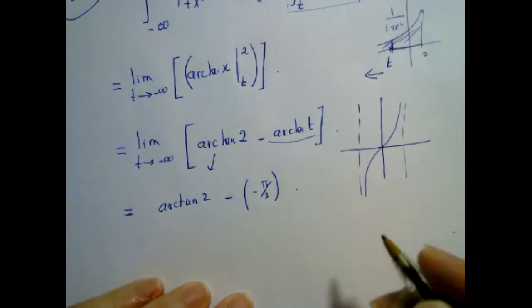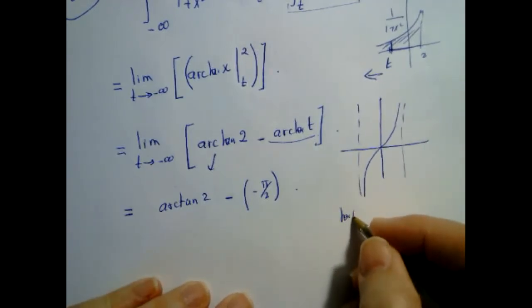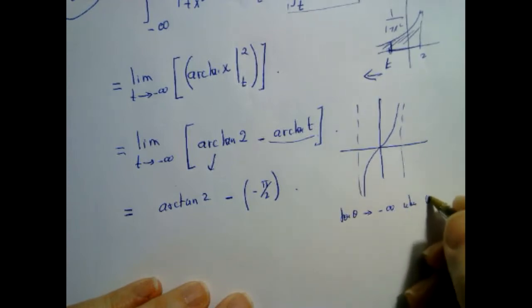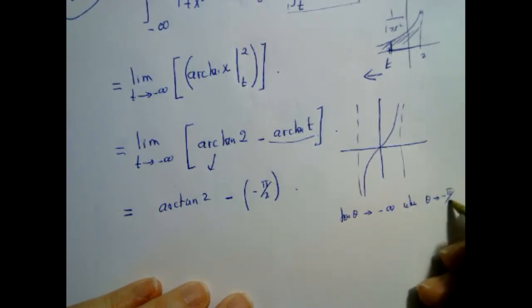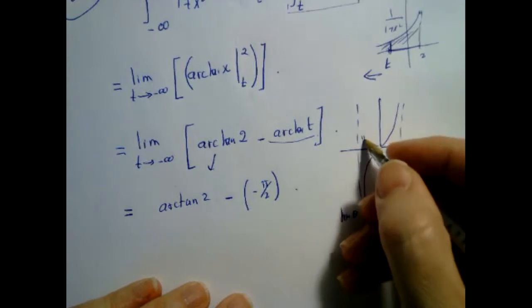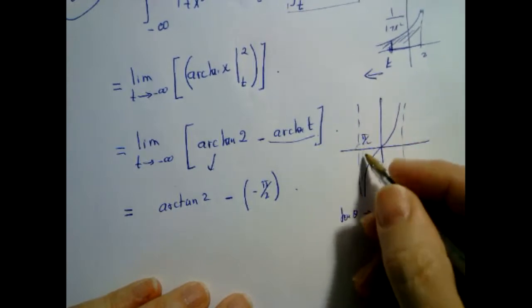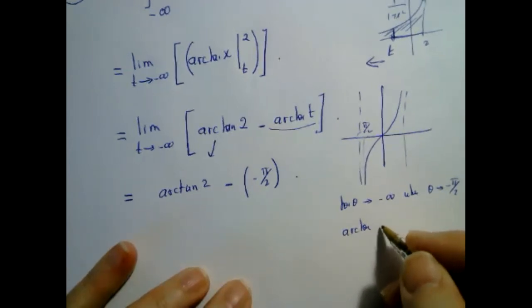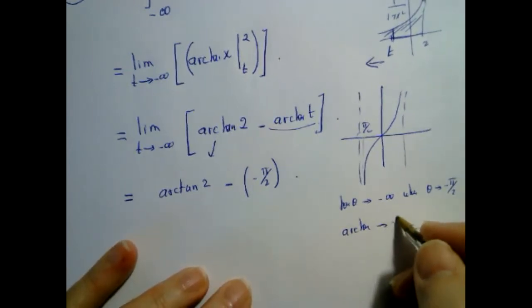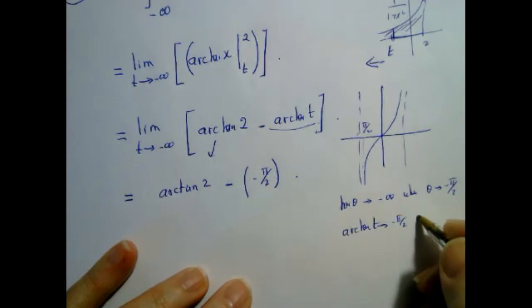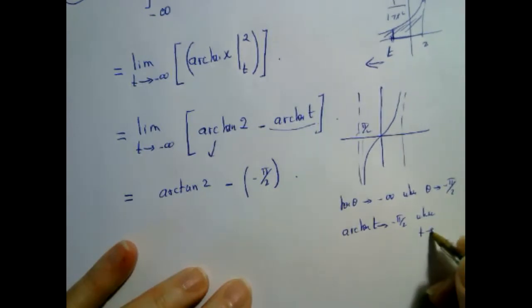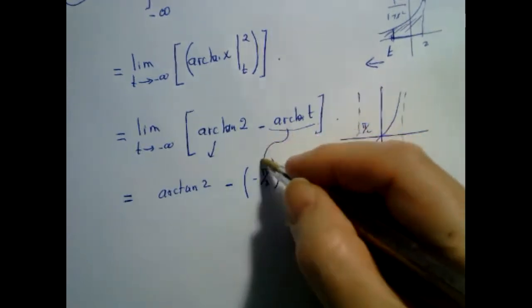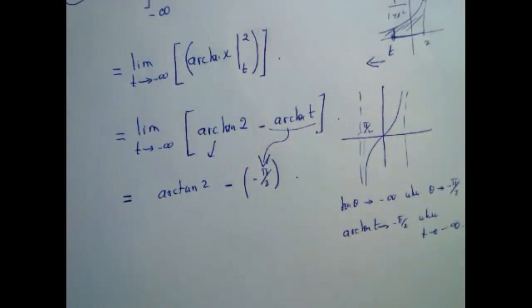So when the tangent of any angle goes to minus infinity, the angle goes to minus pi over 2. So this is pi over 2, right? Minus pi over 2, and that's where the tangent goes to minus infinity. So the arctangent is going to go to minus pi over 2 when t goes to minus infinity, because it's the inverse function.